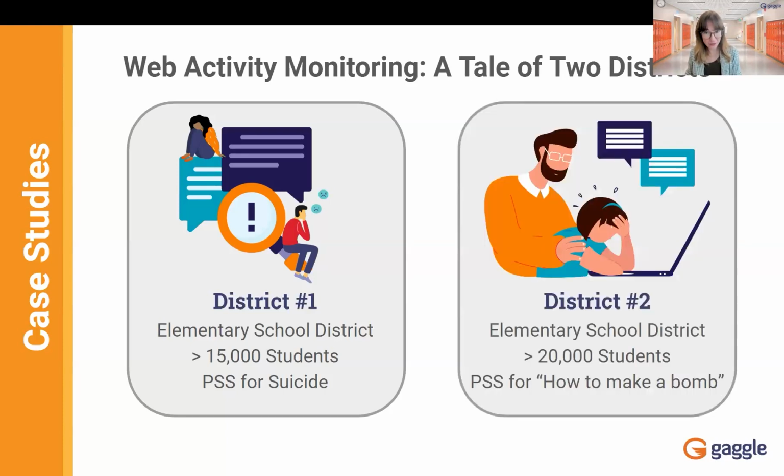In a nearby elementary school district, also with about 20,000 students, a student searched for how to make a bomb, again, on a school issued device. So our system detected this and issued a PSS alert. But instead of involving law enforcement, the superintendent chose a different way and a more proactive approach instead. They initiated a tier 3 intervention, which led to a discussion with the grade level about the appropriate use of school devices and serious implications of misusing digital resources, right?